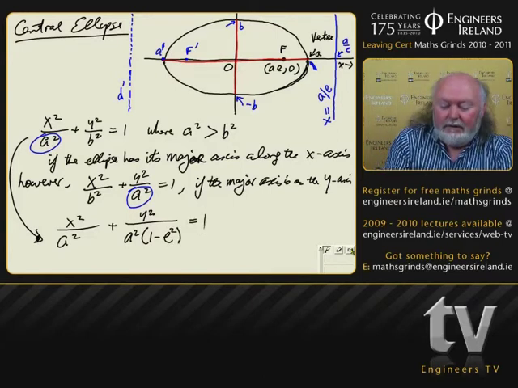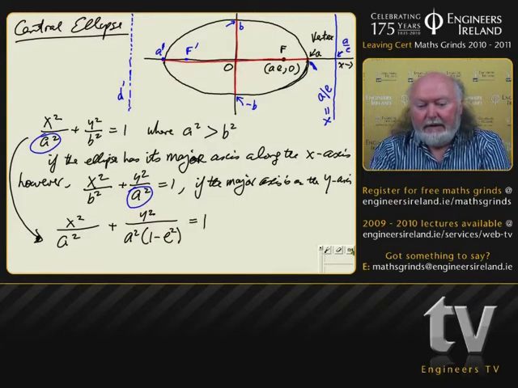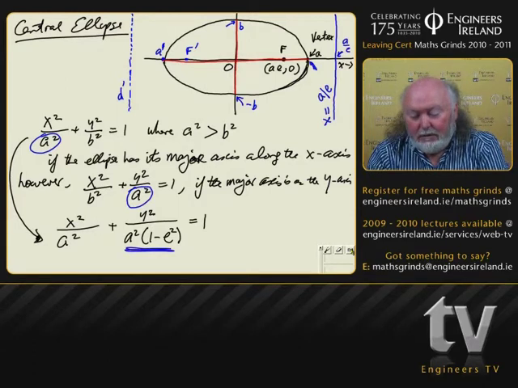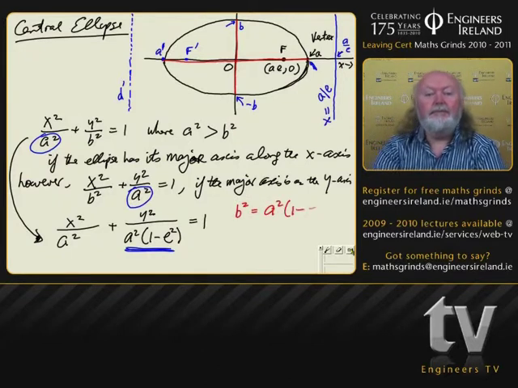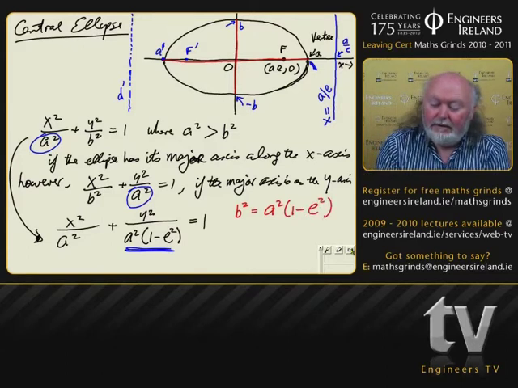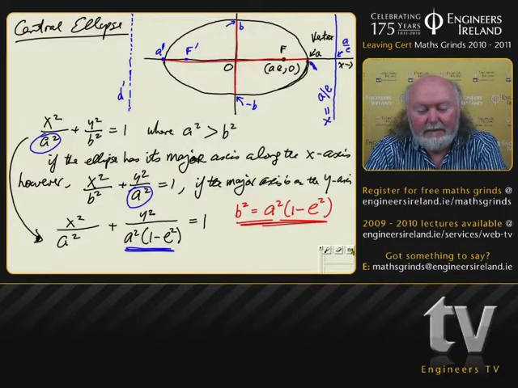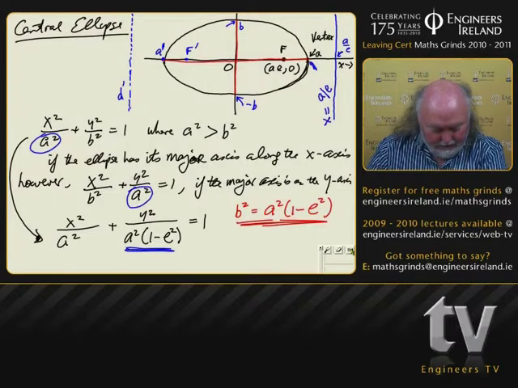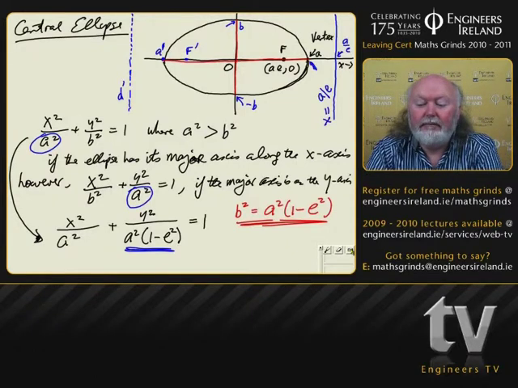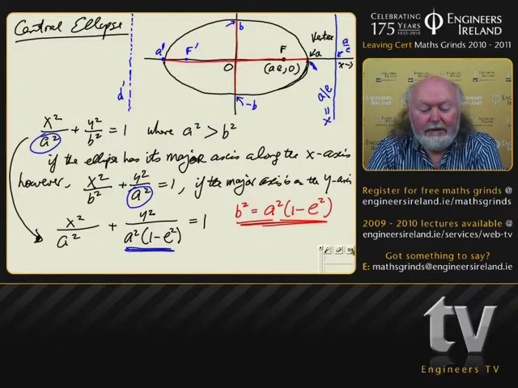What you will notice here is this is telling us that b squared is equal to a squared outside of 1 minus e squared. Okay? This is a very important little equation. Now, the easiest thing to do at this stage is to pick a problem. You have basically all you need here.